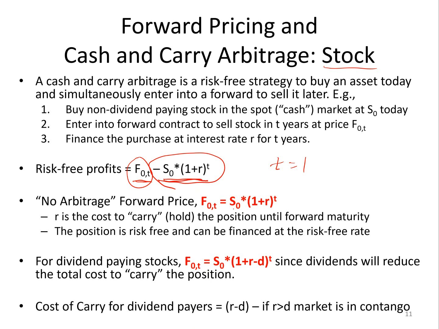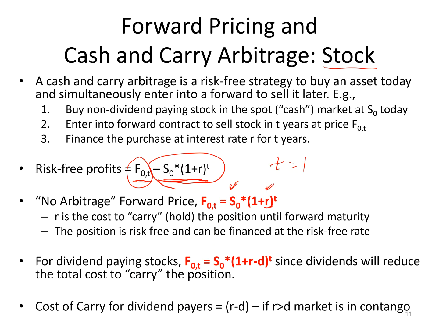So this is the no arbitrage price for a forward contract. It simply reflects the spot price and the interest rate. We call this R the cost of carry. In other words, when I buy the stock, I'm going to carry the stock until maturity of the forward contract. The cost of carrying that stock is the interest charge. So the forward price reflects the current spot price and the cost of carrying the asset. If it doesn't, there would be arbitrage profits.